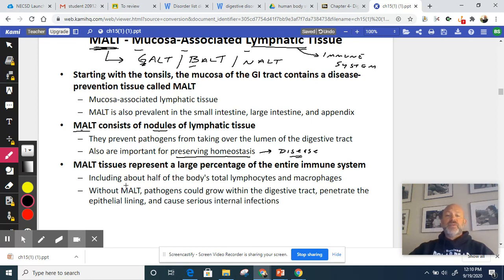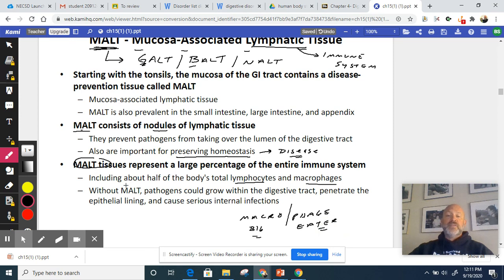So MALT tissues represent a very large percentage of the entire immune system. And when we look inside the MALT, we're seeing about half of the body's lymphocytes. Lymphocytes are like B cells and T cells, and half of the body's macrophages exist in this form called MALT. Macrophages, with macrophage, macro means the opposite of micro. So this means big. And phage means to eat. So these cells are literally called big eaters.